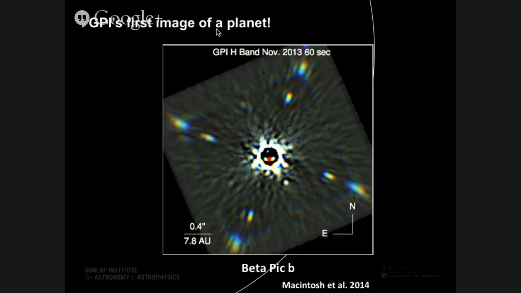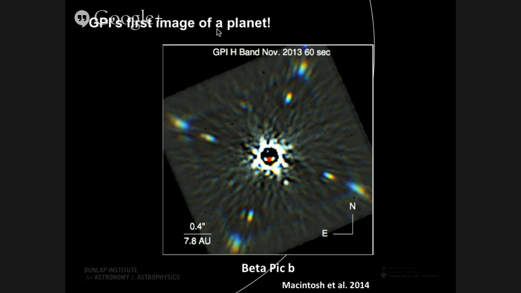So this is a 60-second image with GPI. This is a rectified data cube, again, because it's an integral field spectrograph. The planet is right here, and it's a collapsed cube. There are still some speckles, but the most important thing about this particular image is that in 60 seconds, we got the signal to noise on a planet that current systems take an hour to get. So it's basically the most powerful planet imager in the world right now.